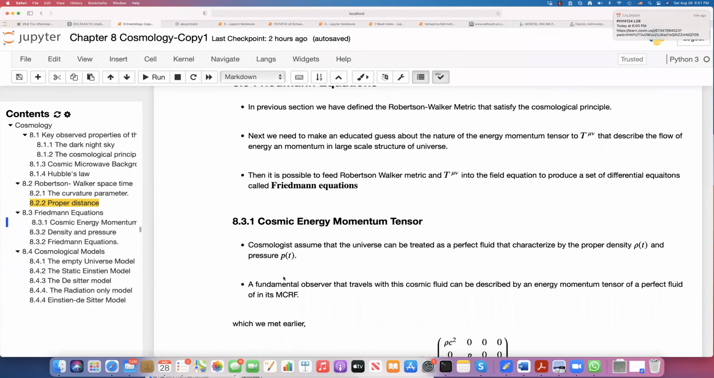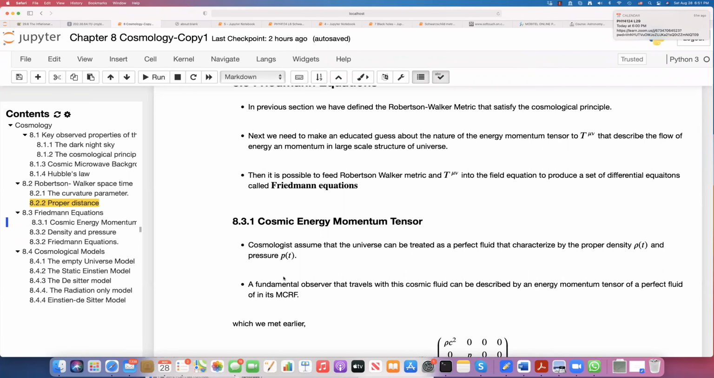Now, cosmologists make some assumptions in this case. The first one is they assume that the universe can be treated as a perfect fluid that is characterized by proper density and proper pressure, right? So they assume that the universe can be treated as a perfect fluid characterized by the proper density and proper pressure. This is somewhat similar to what we have discussed under the Schwarzschild metric.